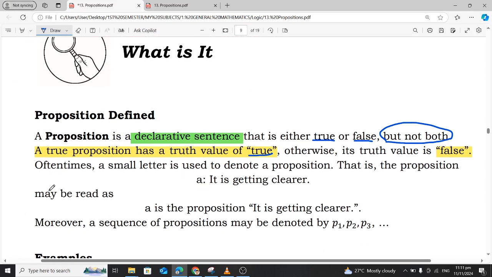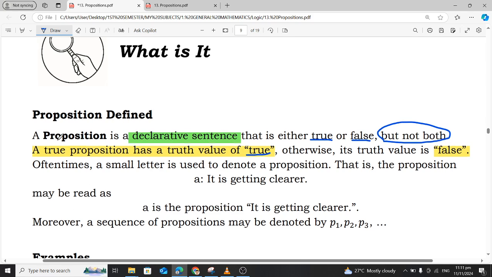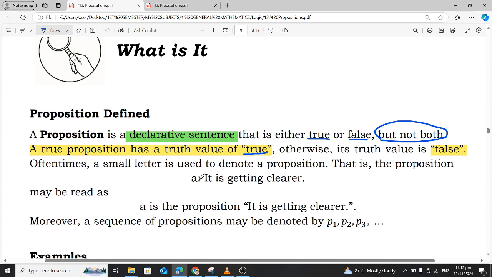Okay? In determining whether that statement or a sentence is a proposition, dapat kabalo ka kung declarative ba na, kabalo ka kung sa iyang truth value. Tinuod ba na or dili? True or false ba na? Okay? What is a proposition, by the way? A proposition is a declarative sentence, class, that is either true or false. But take note, not both. Okay? So declarative sentence that is either true or false.